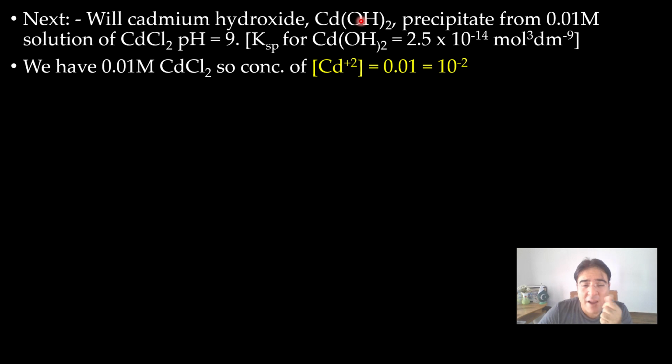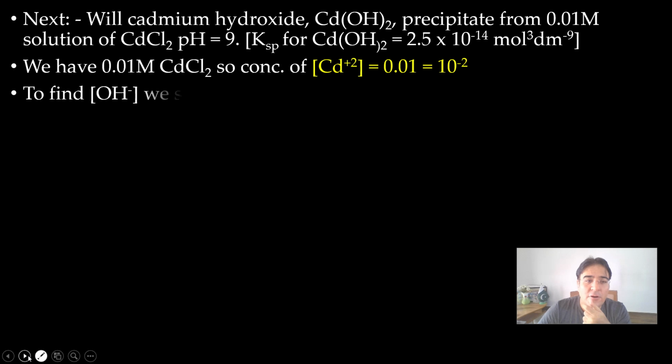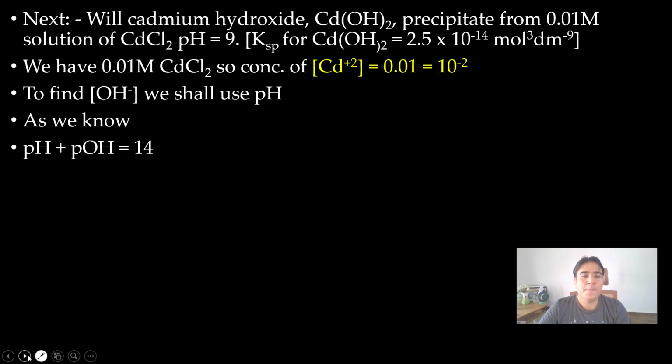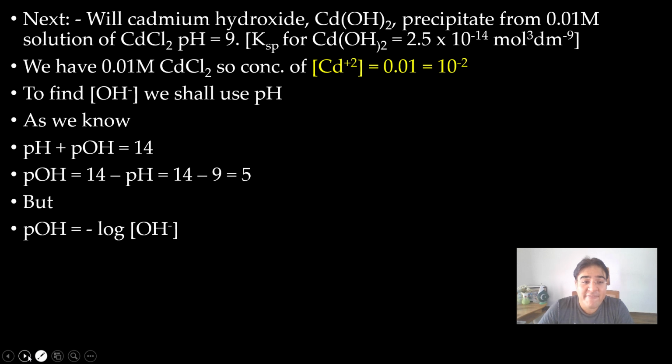To find the OH ion concentration, we use a formula. We all know that pH is for acids, pOH is for bases, and their sum is 14. Okay, so if you have pH and you want to know pOH, then you do what? 14 minus pH. So this is 5, the answer. So 5 means, and we all know it will be 10 power minus 5, because pH or pOH are the negative log of the H plus ion or OH minus ion concentration.